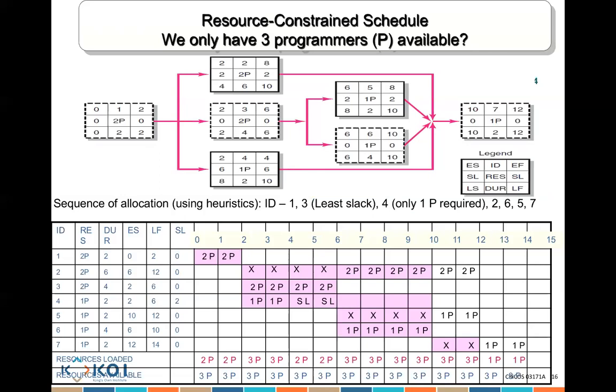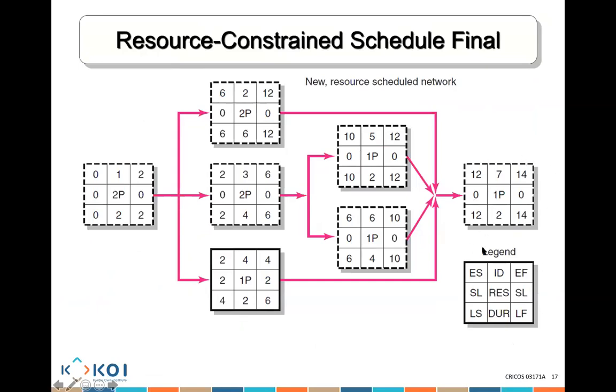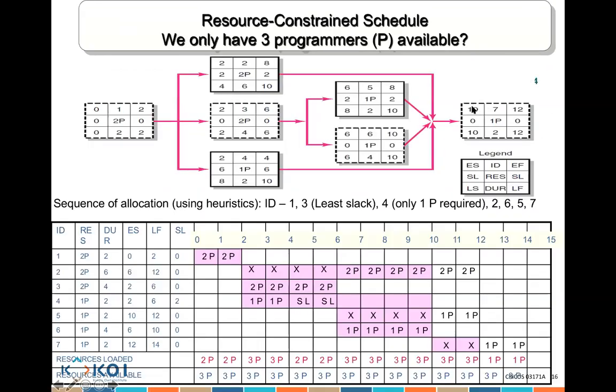Now, you can notice here we start with activity 1. Then we've done 3 because it had the lead slack. Then 4 because only one person was required in its shortest duration. Then we've done 2, then 6, then 5, and then 7. Initially activity 7 was between day 10 and day 12. Now it's become day 12 to day 14. It is no longer between day 10 and day 12 because things had changed.